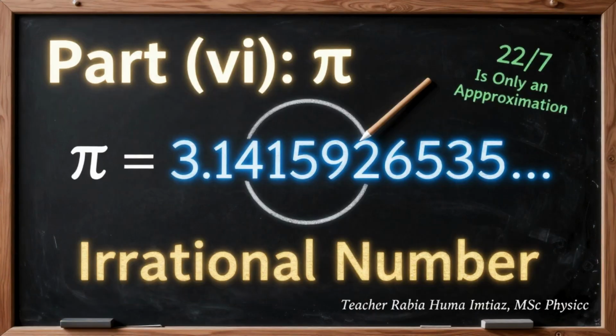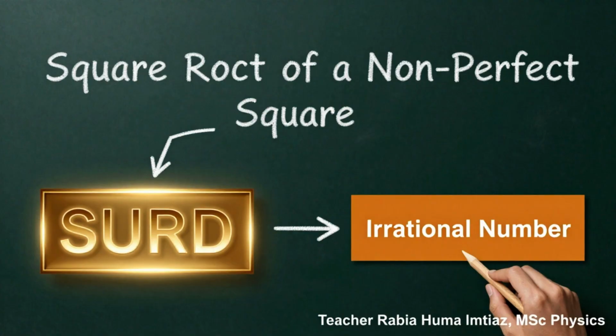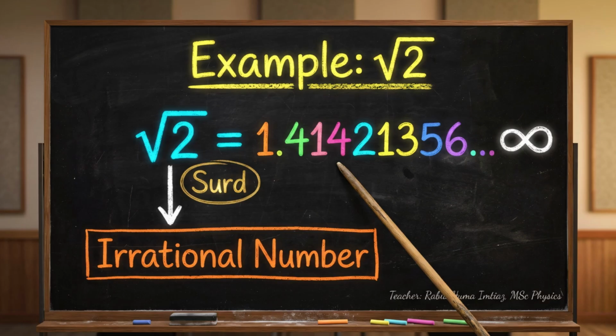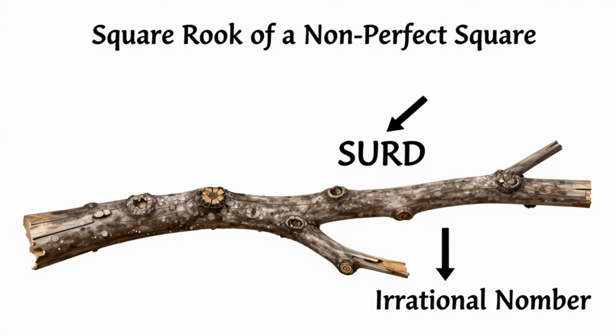Section 5, branch 4, the special case, surds. Finally, let's look at the special path on the far right of our map, branching down from the non-repeating side. This is the case of a square root of a non-perfect square. When you take a number that isn't a perfect square like the number 2 or the number 7 and place it under a radical sign, its decimal value will automatically run on forever without a pattern. This specific type of irrational number is called a surd.